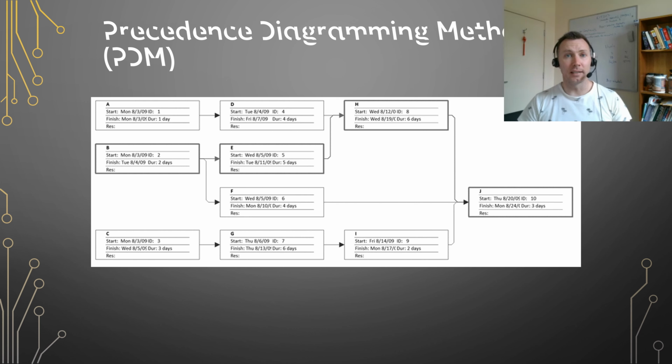And this is the precedence diagramming method, or the PDM. Activities are represented by boxes. Arrows show relationships between activities, and it's more popular than the ADM method and used by project management software. It's better at showing different types of dependencies.